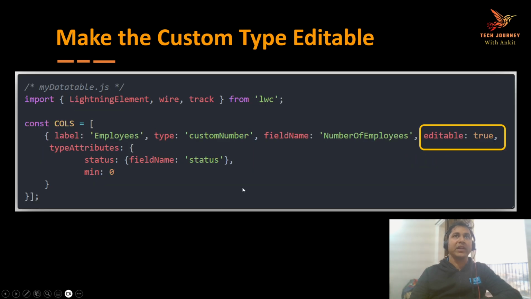Now in the step 3, what you have to do here is, on the column definition, you have to specify the editable as true. On the column definition, you have to specify editable as true. Okay, so these are the steps that we have to follow if we have to add the pick list field on our data table. I hope you got the basic concept around it.